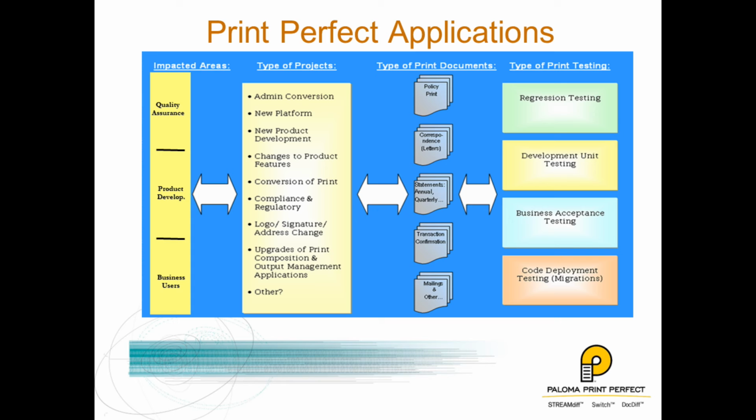Different types of documents that you can test with STREAMdiff and Switch. The type of document really doesn't matter as long as it's in one of the supported formats like AFP, PDF, PostScript, PCL, Metacode, or ASCII text files. But you can see some examples include policy print, correspondence or letters, statements, and mailings.